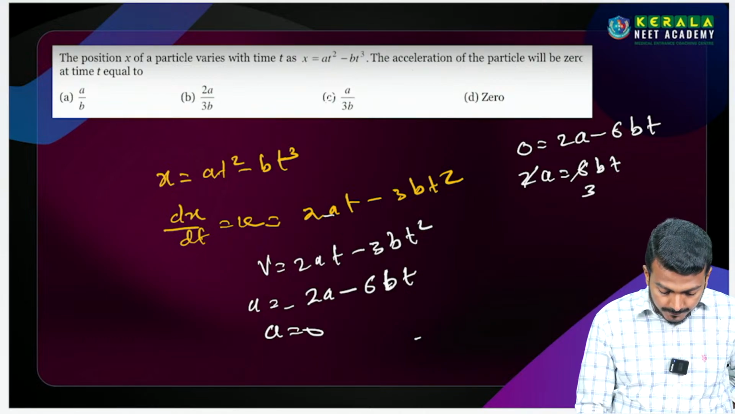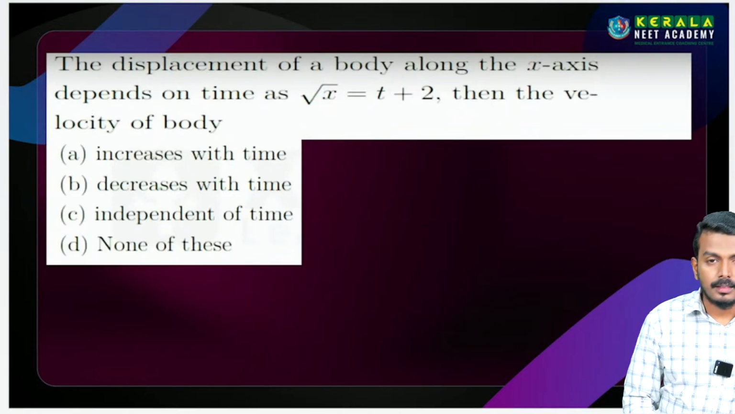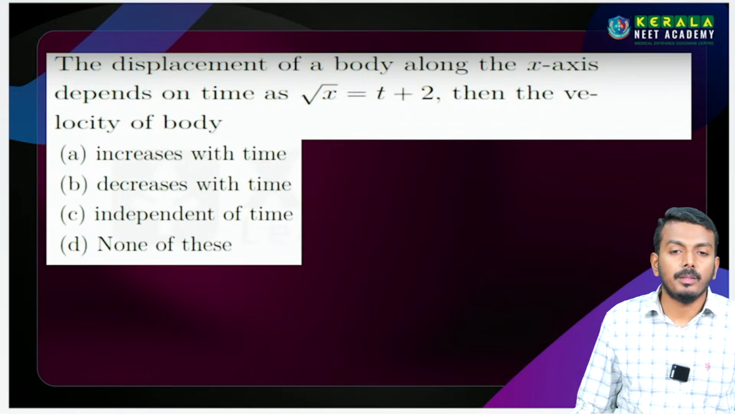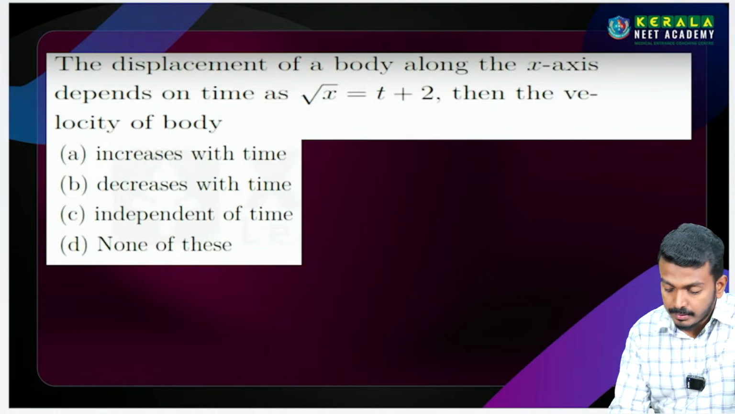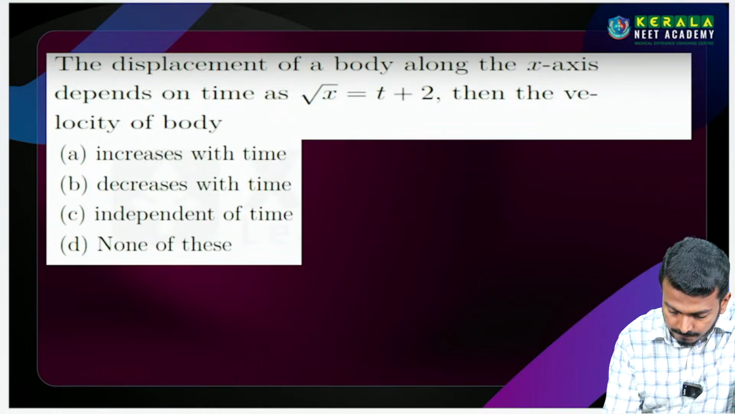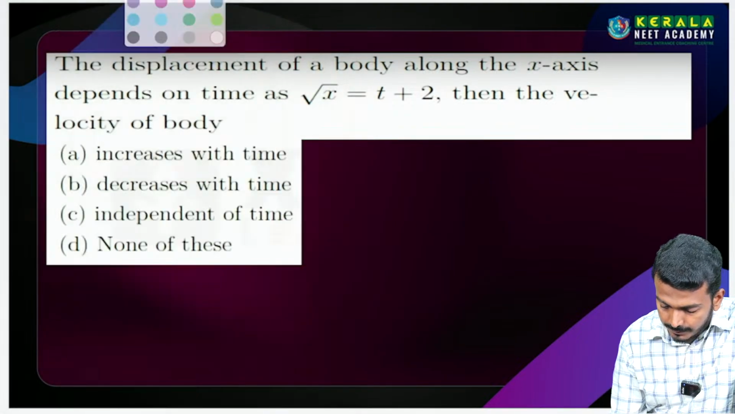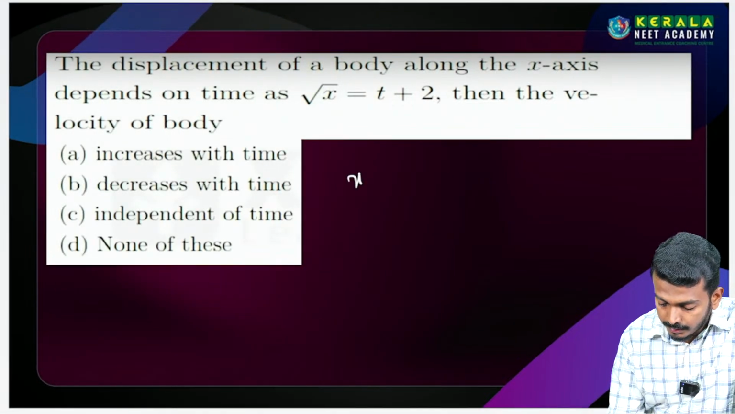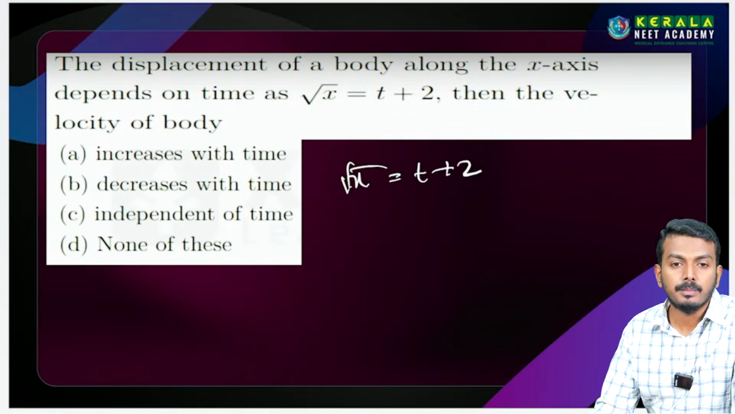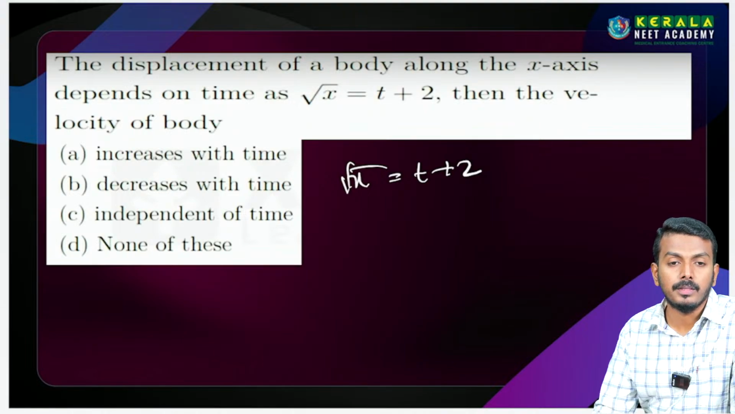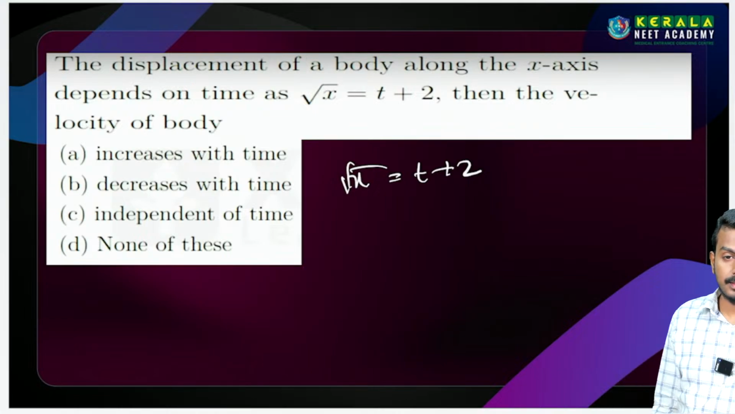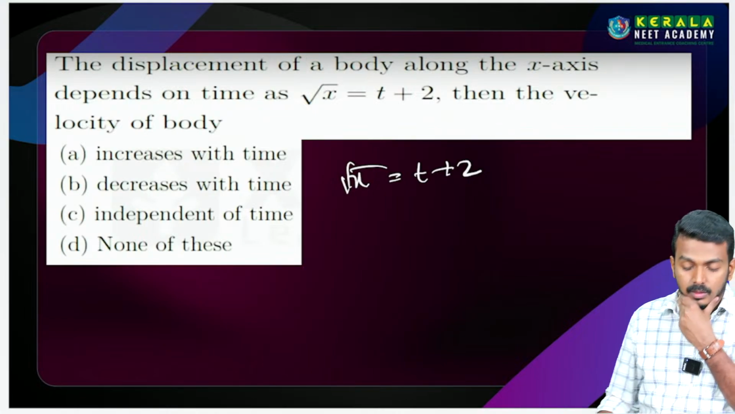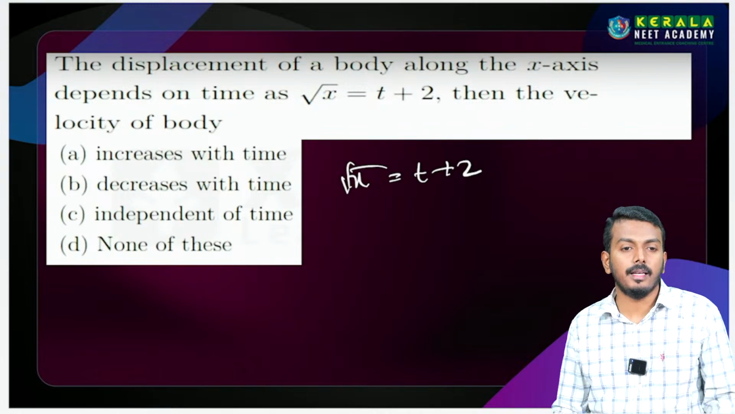Next question: what is given in the question? Read the question. The displacement of the body along x depends upon the time. What is given? Displacement is given. Root x is equal to t plus 2. Displacement of the body along the x-axis depends on the time. Root x is equal to t plus 2. Then the velocity of the body is, this question is based on concept. What are the options given?